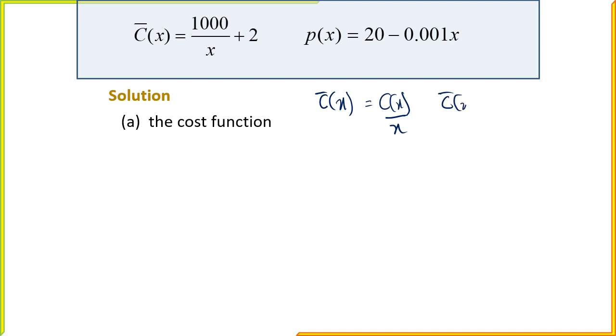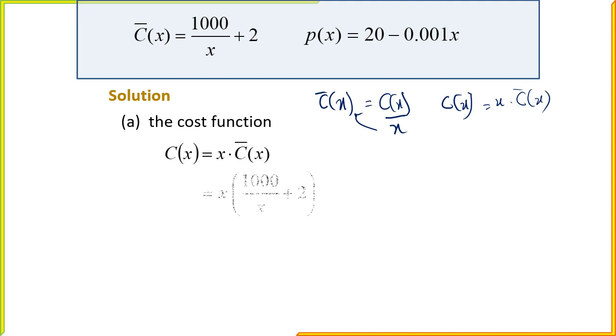So to get the cost function from the average cost function, we bring X to this side, so X multiplied with the average cost function. So the cost function is equal to X multiplied by C bar, which is 100 plus 2X. Okay, so this is our cost function done for question A.